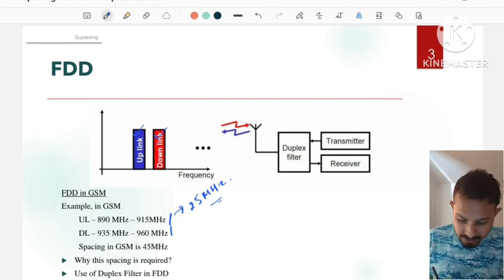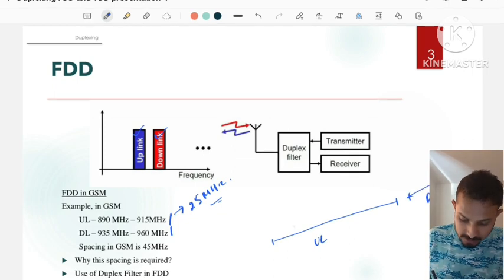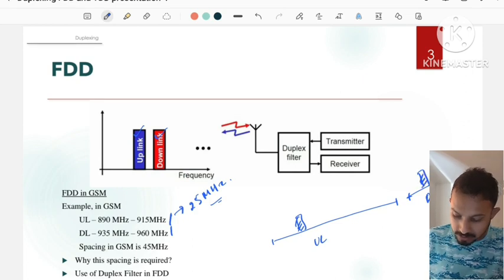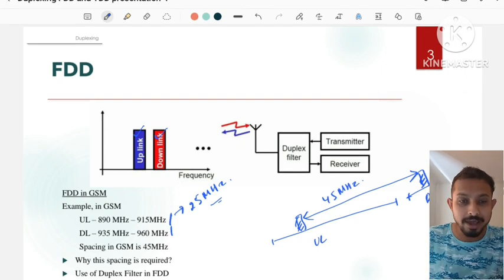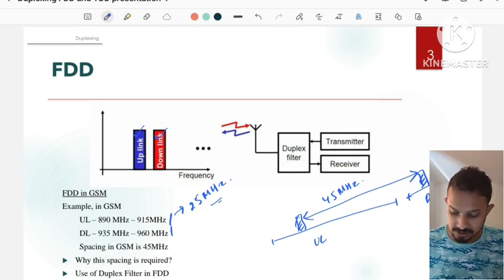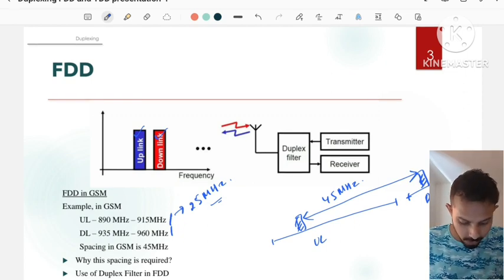Now if we consider another example, this is the uplink transmission band and this is the downlink transmission band. If this frequency is used for the uplink communication, the frequency used in the downlink communication will be exactly 45 MHz apart. And why is there a spacing of 45 MHz between the uplink and downlink transmission, and why is this spacing always preserved? This is because of the following reason.